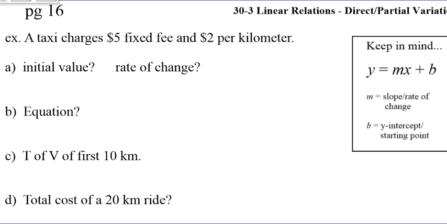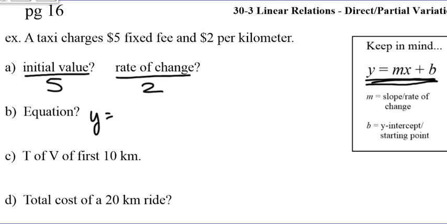Page 16, we have a taxi company that charges a $5 fixed fee and $2 per kilometer. So, what's the initial value? $5. What's the rate of change? $2 every kilometer. That's the consistent change. So what's our equation? Y equals mx plus b. Y equals m, which is our rate of change, our slope, times x, plus our initial value, which is our b value. There's the equation. Let's put different variables in.